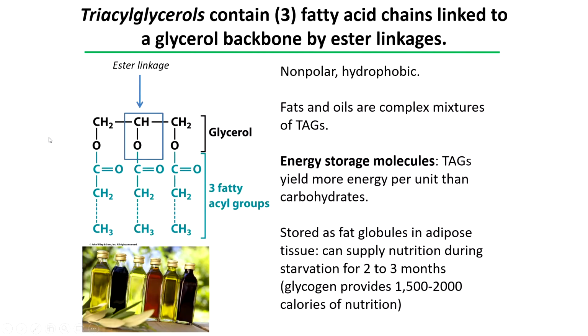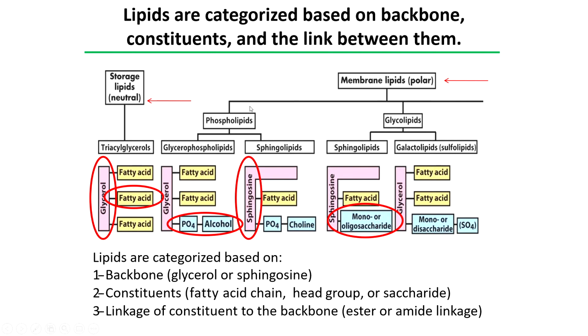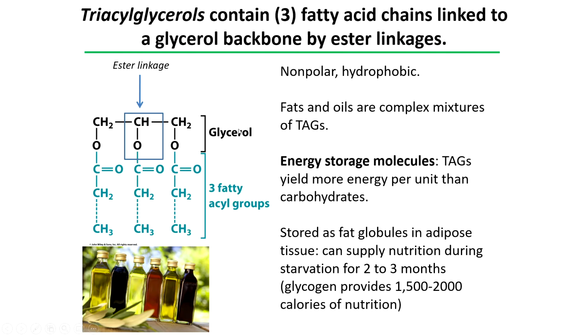Let's first take a look at storage lipids. There's only one type of storage lipid. It's a triacylglycerol, commonly referred to as a TAG. Triacylglycerols are composed of a glycerol backbone, which is pictured here, and the constituents are three fatty acid chains, which can vary in length, all linked to the glycerol backbone by an ester linkage. And so if we were going to categorize this based on these three components: 1, the backbone is glycerol. 2, there are 3 fatty acid components. And 3, those components are linked to the backbone by an ester linkage pictured here.